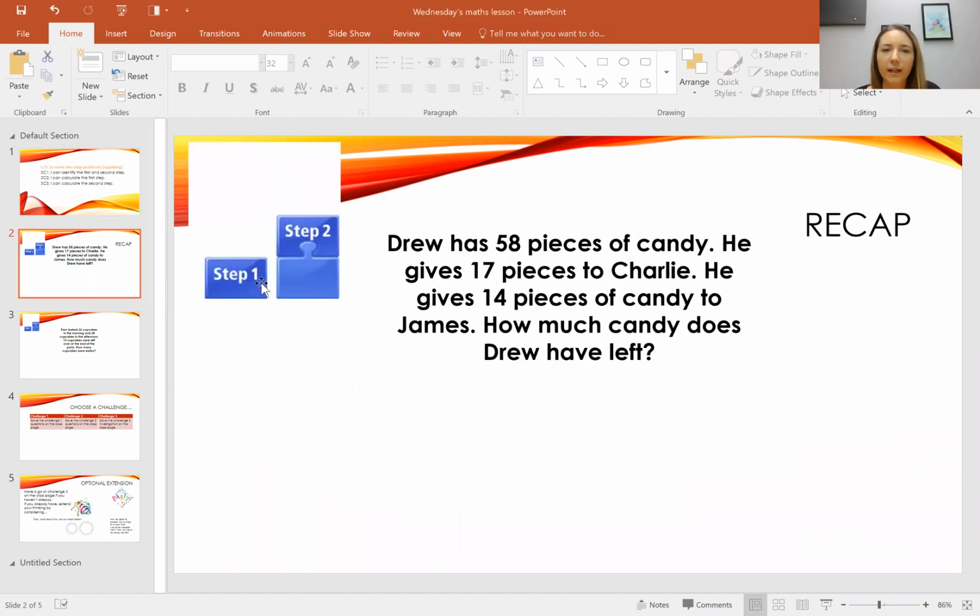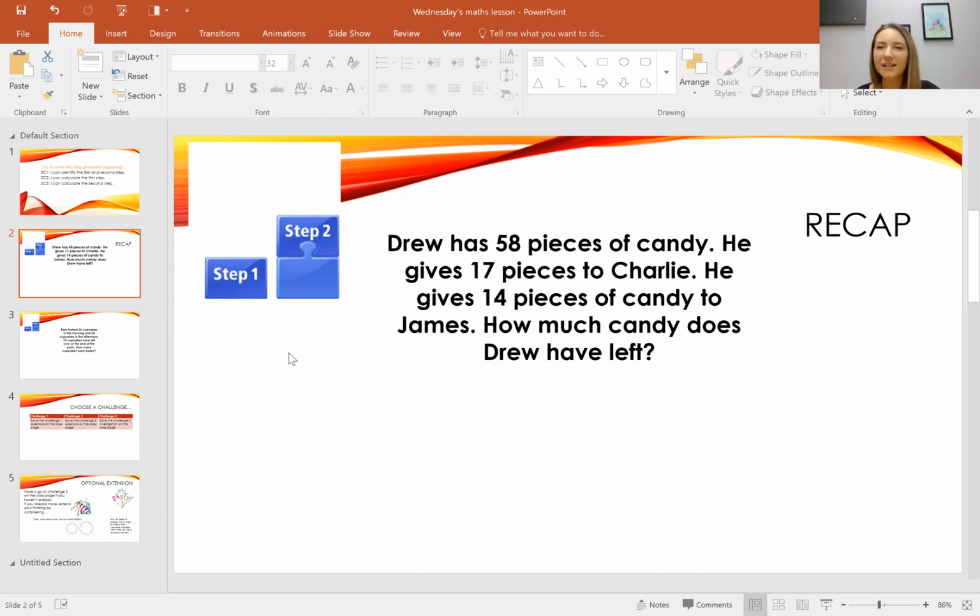So let's have a quick recap of what we did yesterday. Here is a word problem. Drew has 58 pieces of candy. He gives 17 pieces to Charlie. He gives 14 pieces of candy to James. How much candy does Drew have left? Okay. The first thing I would like you to do is identify the first and second step by drawing out the problem or representing it in a bar model. Pause the video now, off you go.